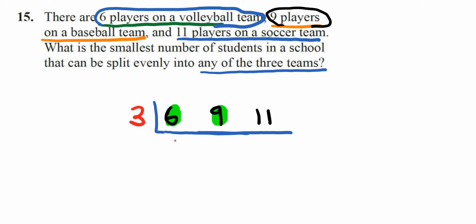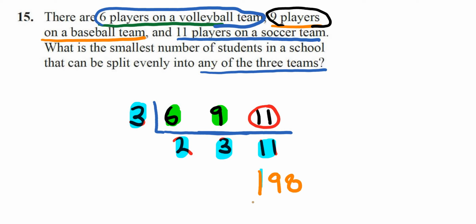All right, so 6 divided by 3 is 2, and 9 divided by 3 is 3. Since 11 is not divisible by 3, I can bring it down as 11. Now my answer is 3 times 2 times 3 times 11. If I multiply all those numbers, 3 times 2 times 3 times 11, that gives me 198. All right, so that's a faster way to get 198.